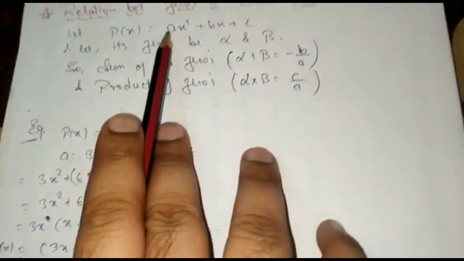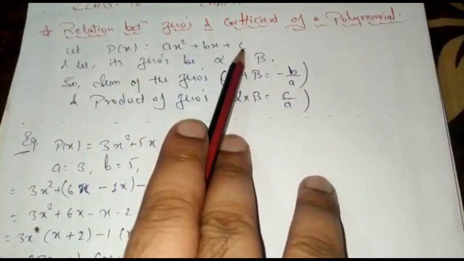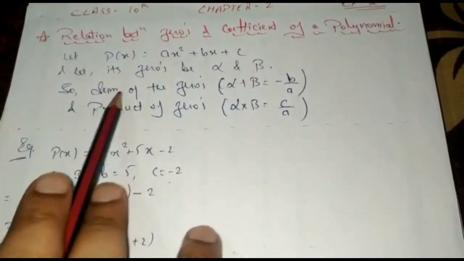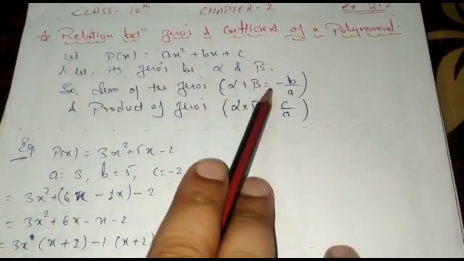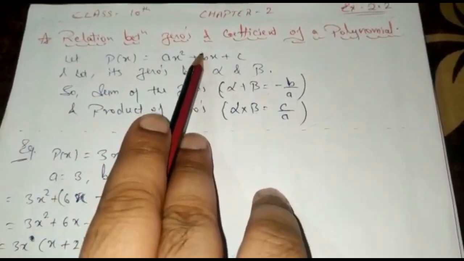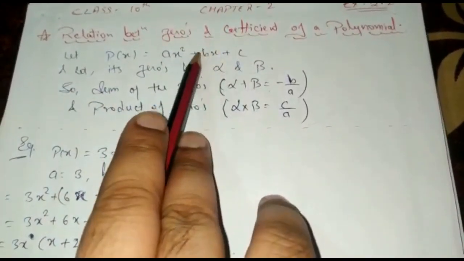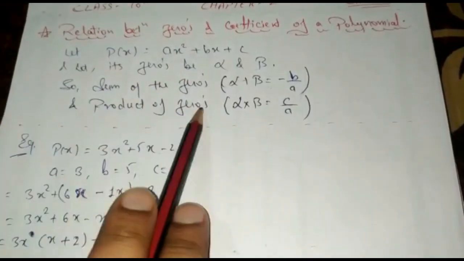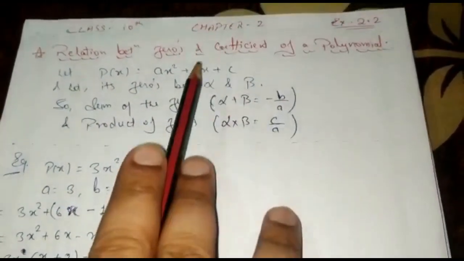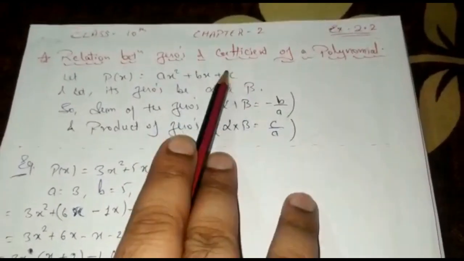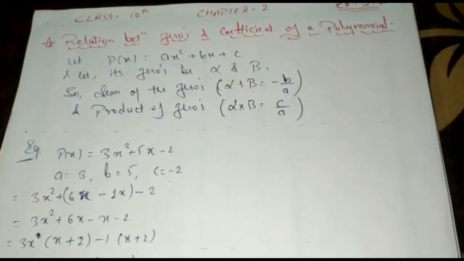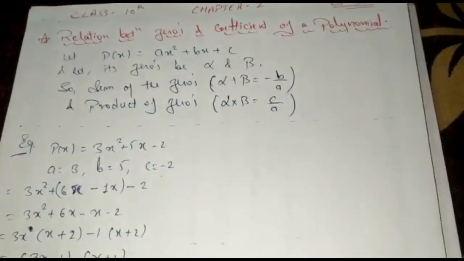So p(x) is our polynomial ax square plus bx plus c, and alpha and beta are its zeros, or we can say roots. The sum of the zeros, alpha plus beta, will be equal to negative of b, that means the coefficient of x, by a, that means the coefficient of x square. And the product of zeros, alpha into beta, will be equal to c by a, that means the constant term divided by the coefficient of x square. So let us understand the concept.